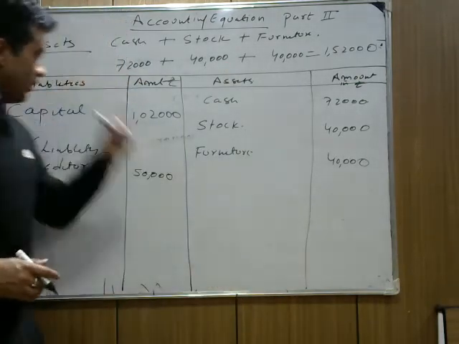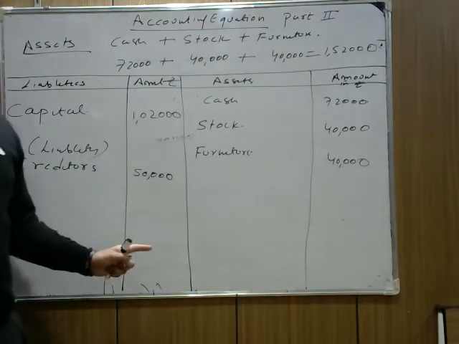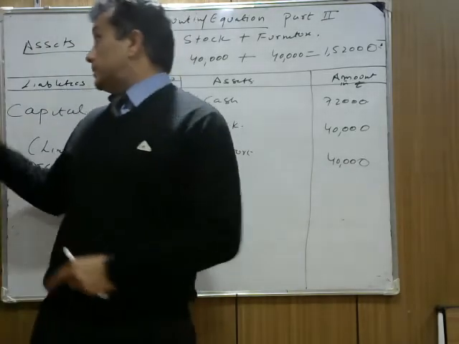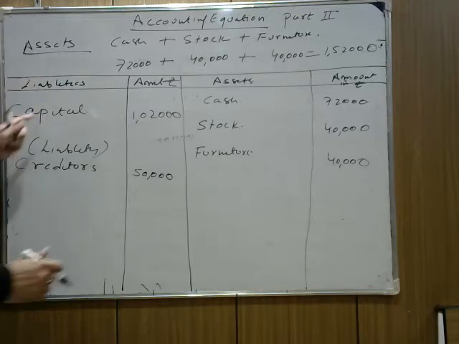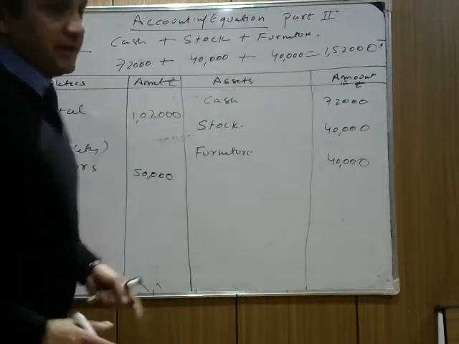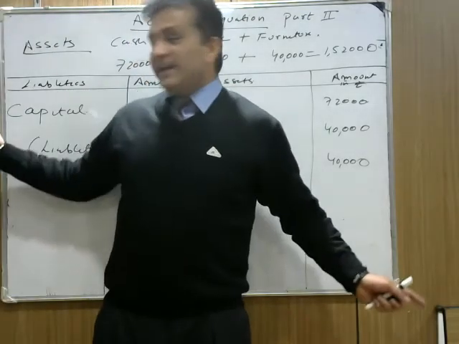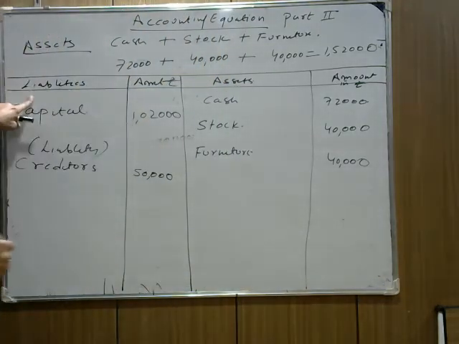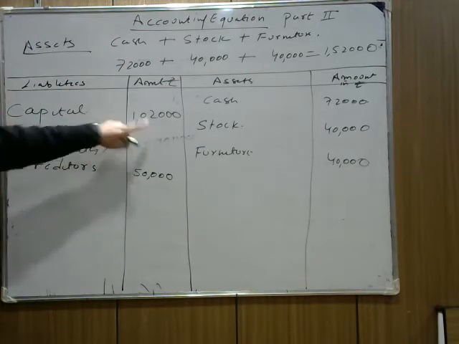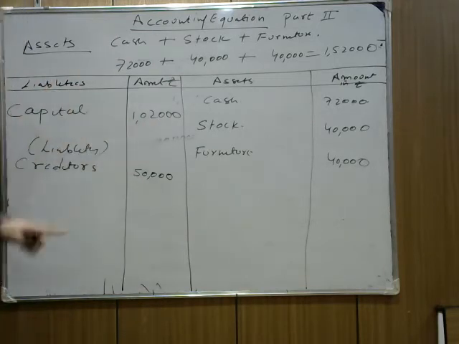We write all the assets here, and all the liabilities over here. If you see from this side, left hand side and right hand side, don't look like this. It's my right hand. Here, in front of us, this is the left hand side and this is the right hand side. The liability will come on the left hand side. So we write capital here, which is given in the question, 1 lakh 2,000.